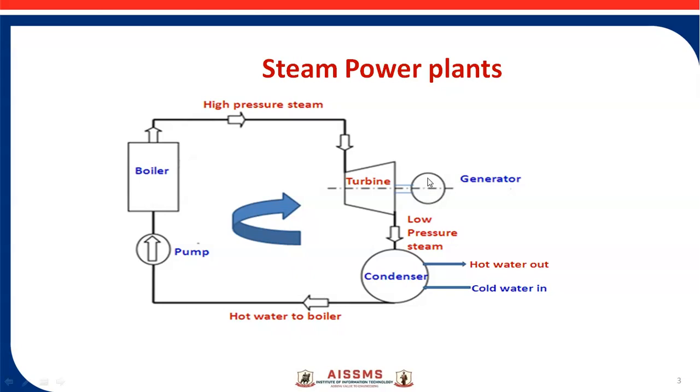This generator has a stator and rotor, and then low pressure steam is produced. After that, the steam falls from the downward side, and that low pressure steam is again condensed in the condenser. The basic function of the condenser is that the steam from the steam turbine is exhausted to the condenser, where the steam is condensed by rejecting the heat to the circulating cooling water. Therefore the condensed steam is called condensate, and it is drawn with the help of the condensate extraction pump and supplied to the hot well. Means hot water is again supplied to the boiler. And this is a schematic diagram of the steam power plant.